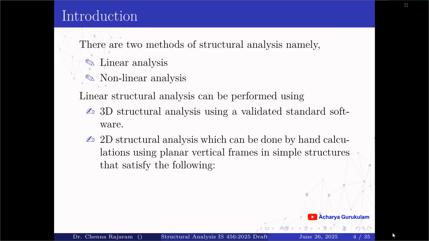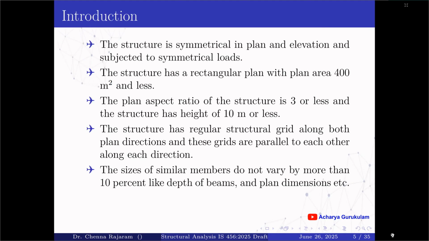2D structural analysis can be done by hand calculations using planar vertical frames in simple structures that satisfy the following. The structure is symmetrical in plan and elevation and subjected to symmetrical loading. The structure has a rectangular plan with an area of 400 meters square or less. The plan aspect ratio of the structure is 3 or less, and the structure has a height of 10 meters or less.